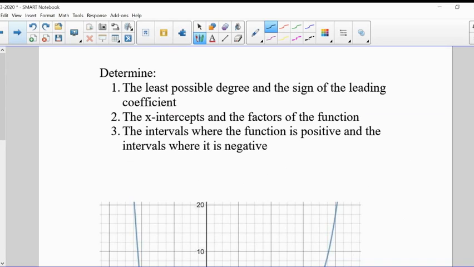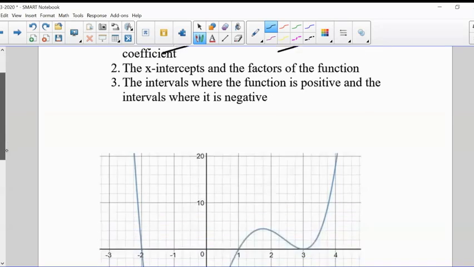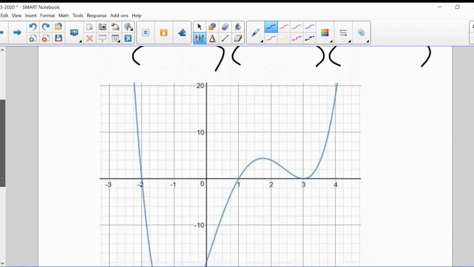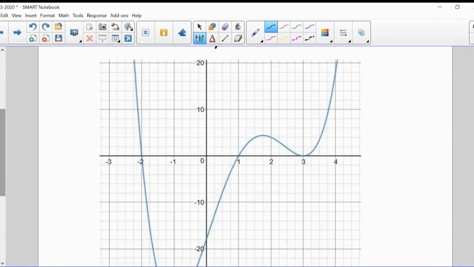All right, I'm going to skip the first part of this question, which is the least possible degree. I'll just get to the second part: x-intercepts and the factors of the function. So let's get the factors. I'll show you the graph in just a second. Can anybody give me any of the factors for this function?